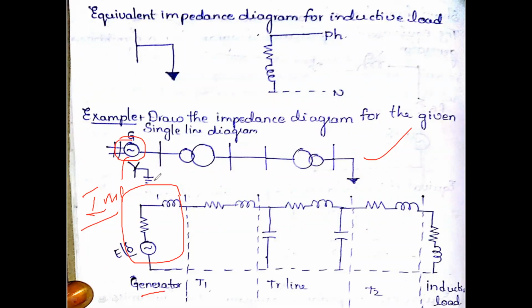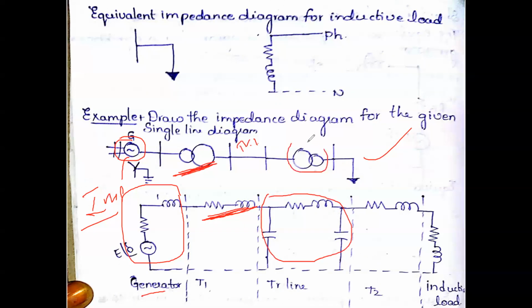After the generator we have a transformer. The transformer we are going to represent by series elements only, therefore R and L. Then after the transformer, here we have a transmission line. The transmission line will be represented by using the pi model.